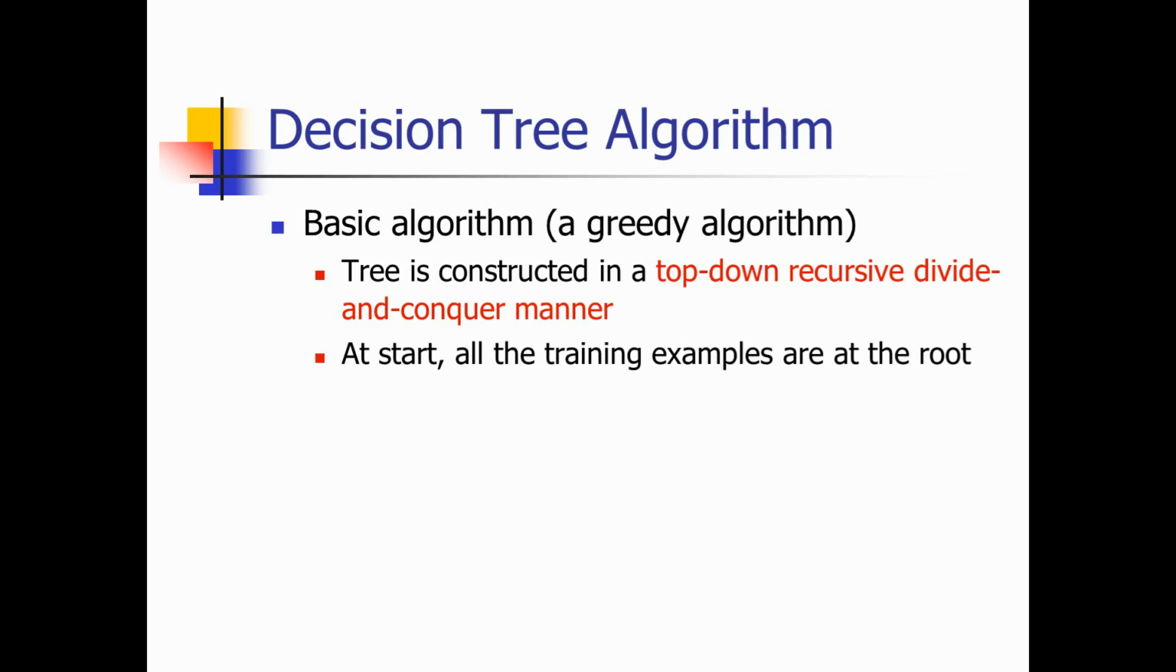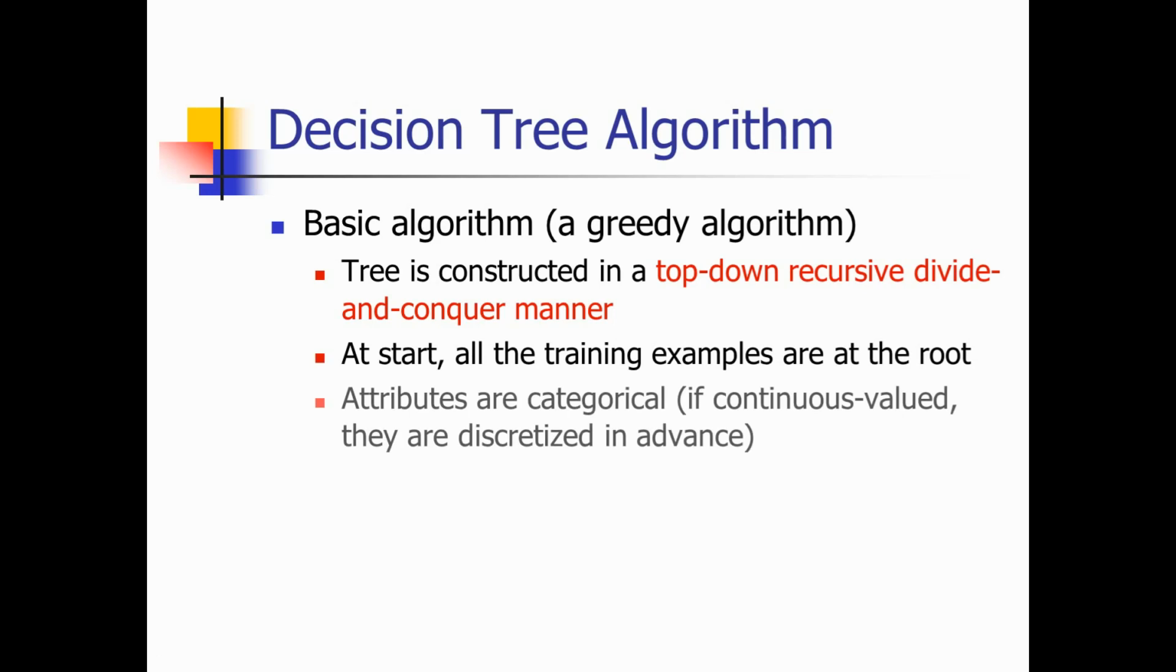At the start, all the training examples are at the root. Attributes are categorical. If they are continuous values, they have to be changed into categories. It can be two categories, three categories, but you need to separate them. Therefore, you can see that in the data set, which we will quickly see, the age is divided into young, middle, and senior.